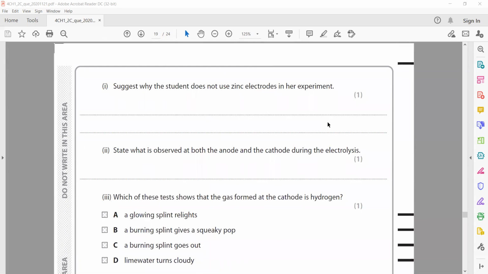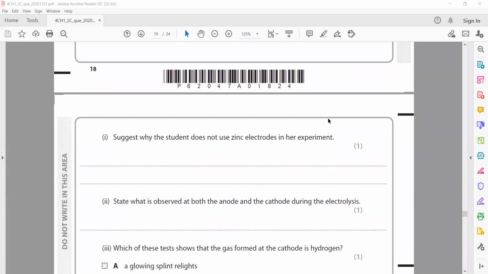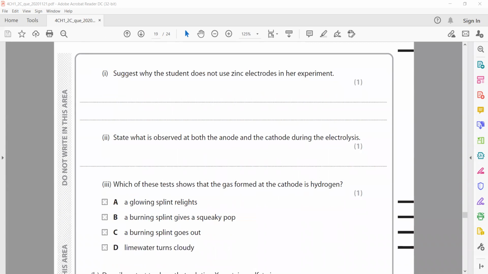Suggest why the student does not use a zinc electrode. So why in her experiment is she not using a zinc electrode? Because zinc is a more reactive metal, so zinc will react with sulfuric acid.